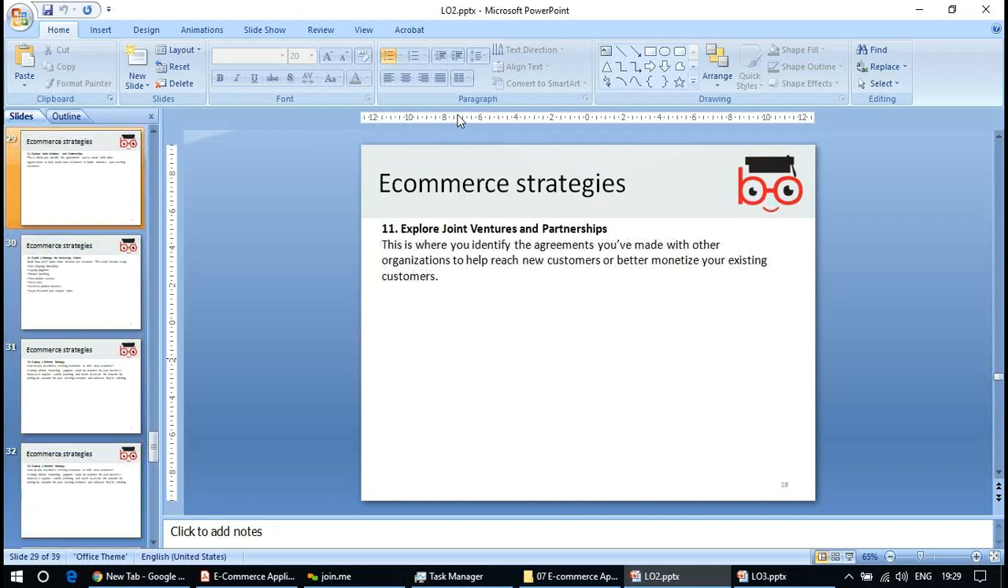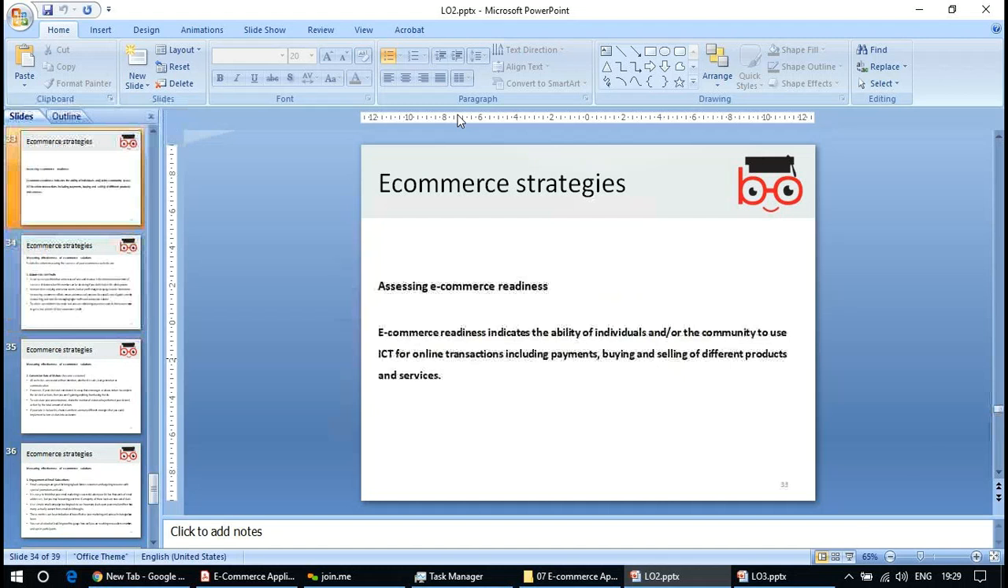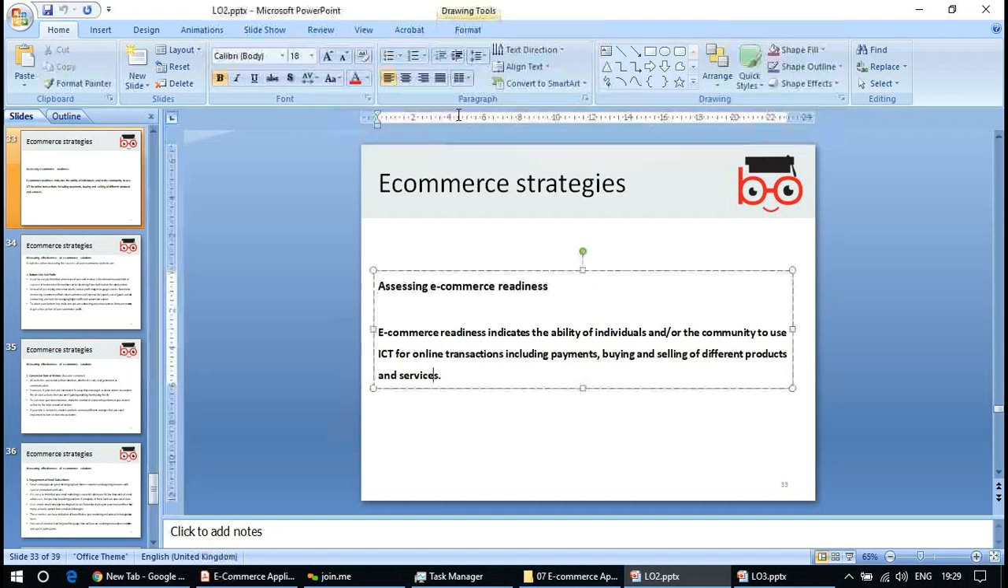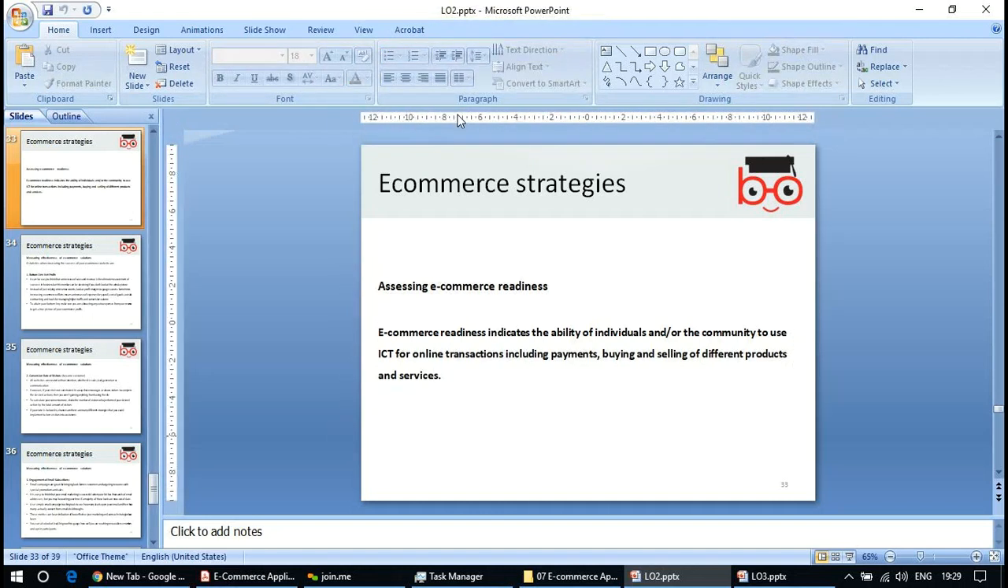Now, the strategies we discussed, and assessing e-commerce readiness. E-commerce readiness indicates the ability of an individual or the community to use ICT for online transactions, including payments, buying, selling of different products and services. So e-commerce readiness is that you should be ready to use your computer, do good selection and searching, and be able to pay. Make sense? Yeah.